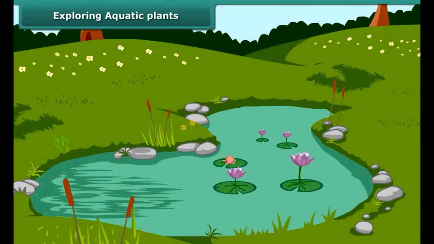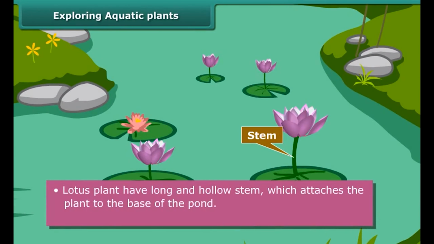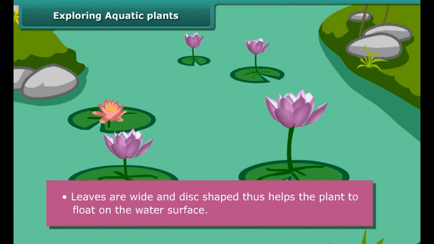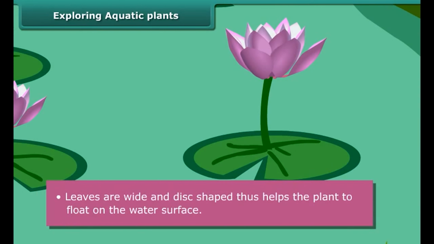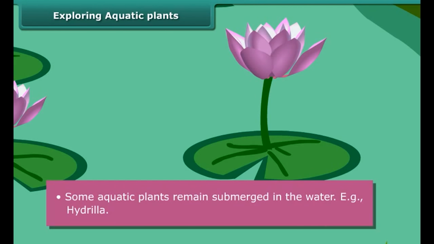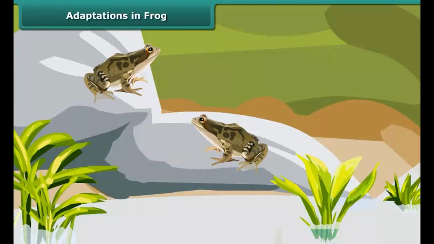Students, you might have seen lotus floating in ponds and lakes. These plants show various adaptations to live in water. Lotus plants have a long and hollow stem, which attaches the plant to the base of the pond. Roots are short. Leaves are wide and disc-shaped, which helps the plant to float on the water surface. Some aquatic plants remain submerged in the water, for example, hydrilla.